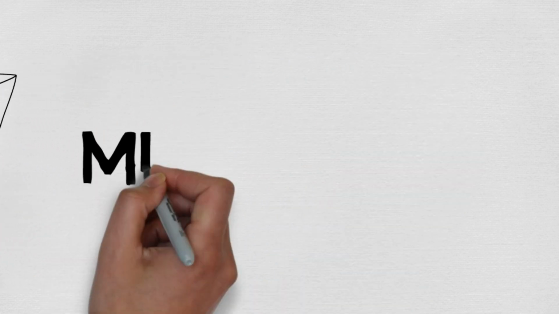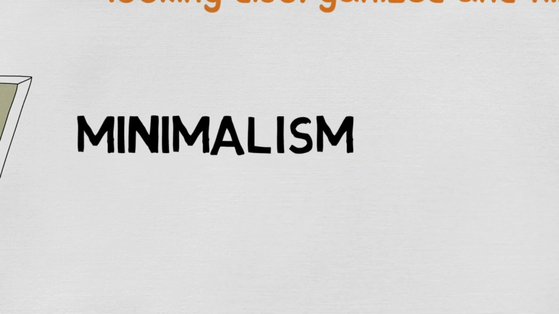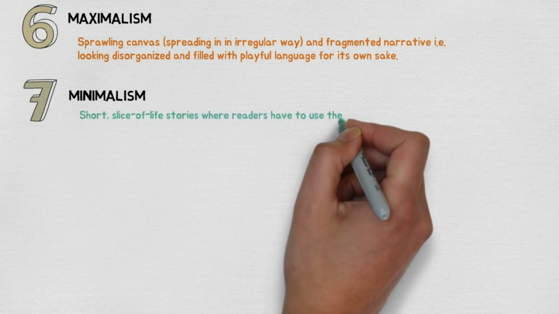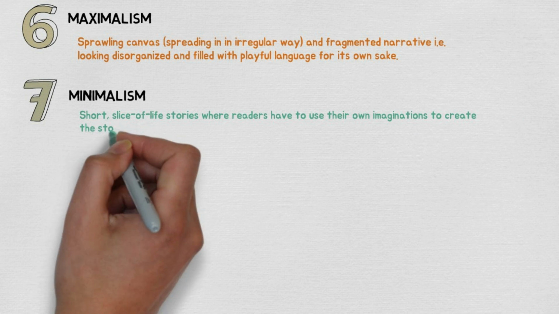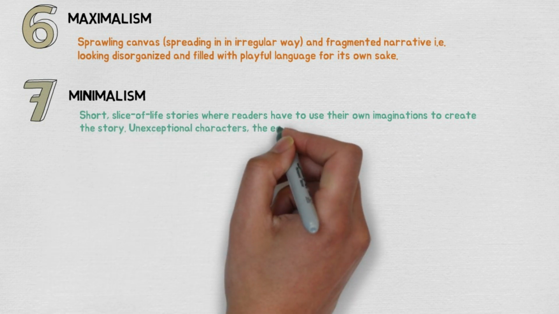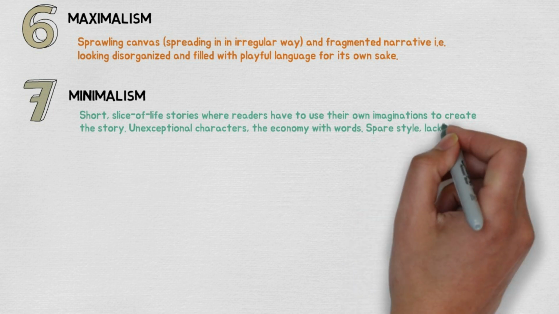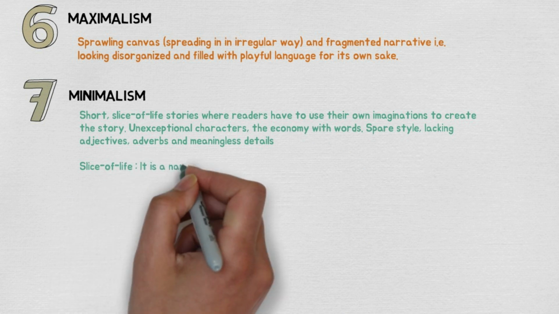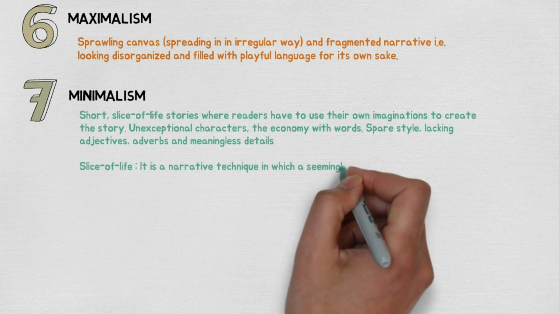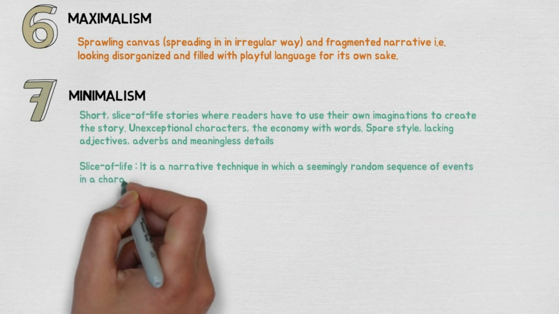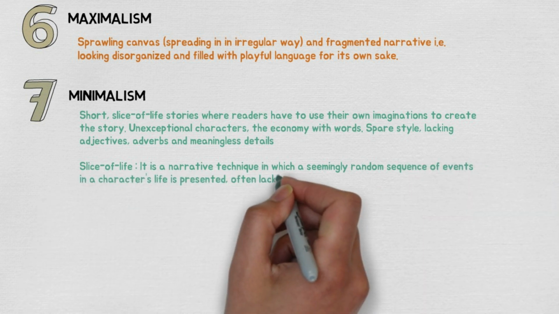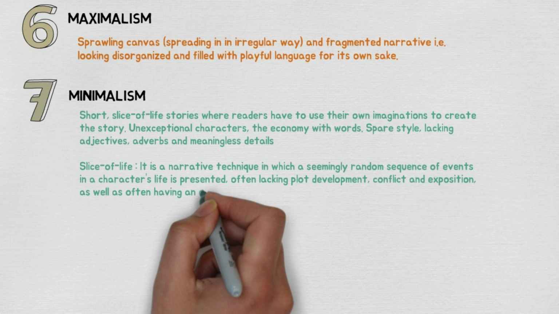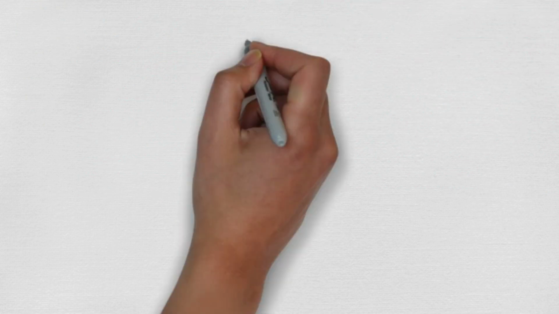The number seven element of the postmodern age is minimalism. Minimalism means short, slice of life. So, the stories where readers have to use their own imaginations to create the story is all about minimalism. Unexceptional characters, economy with words, spare styles, lacking adjectives, adverbs, and meaningless details. Slice of life is a narrative technique in which a seemingly random sequence of events in a character's life is presented, often lacking plot development, conflict, and exposition, as well as often having an open ending.